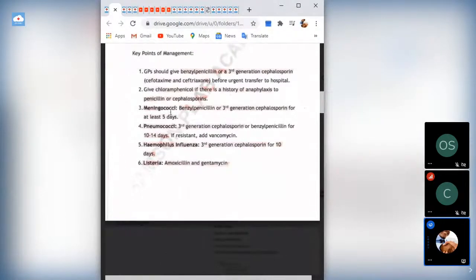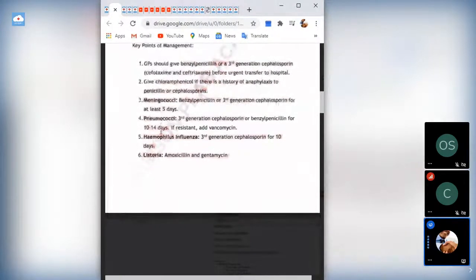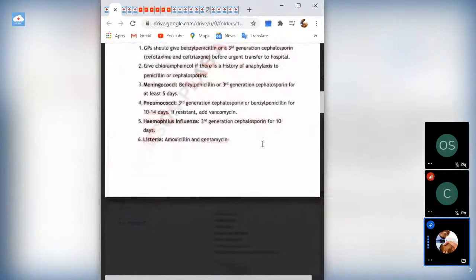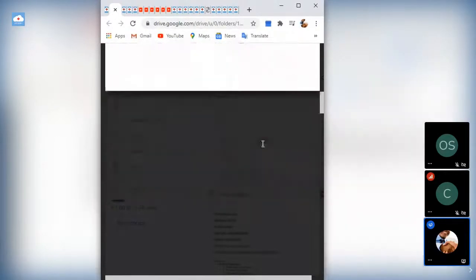So you tend to treat longer if it's pneumococcal, and this is the commonest organism. So for most patients, when you start an empiric treatment, you have to aim for 10 to 14 days. Then if resistant, you can add vancomycin. Then Haemophilus influenzae, like I mentioned, is one of the causes of pneumonia and is also one of the causes of meningitis. Use a third generation cephalosporin for 10 days. So just aim for that 10 to 14 days. Then for listeria, you want to go for amoxicillin and gentamicin. Amoxicillin covers the gram positives, while gentamicin covers the gram negatives. All right, so Listeria monocytogenes is usually gram negative.